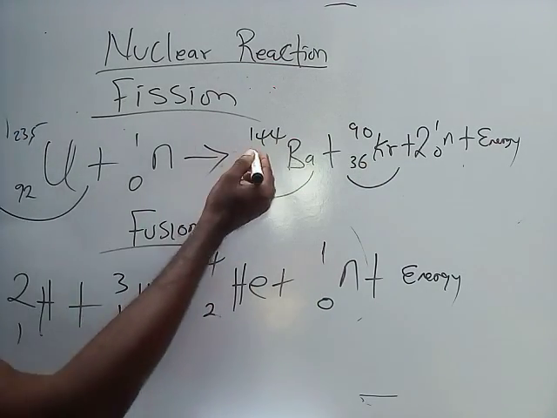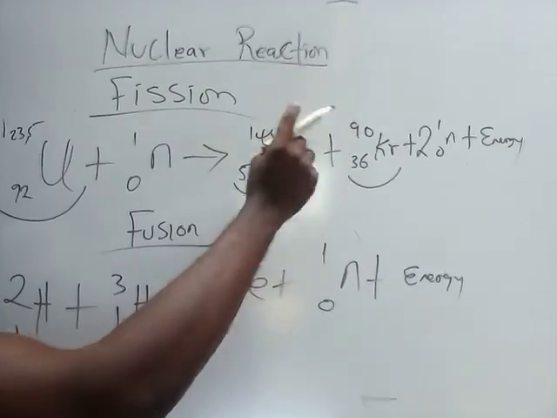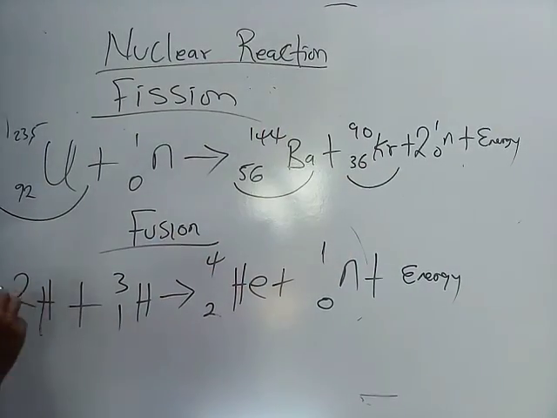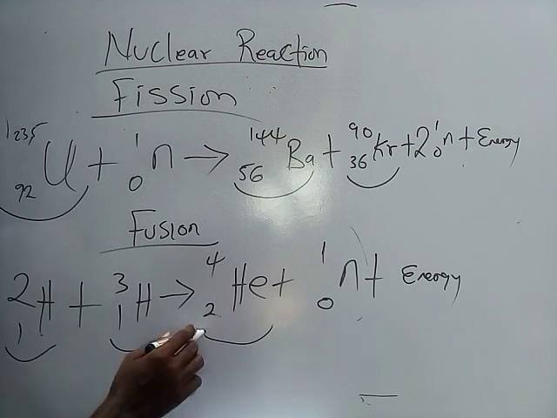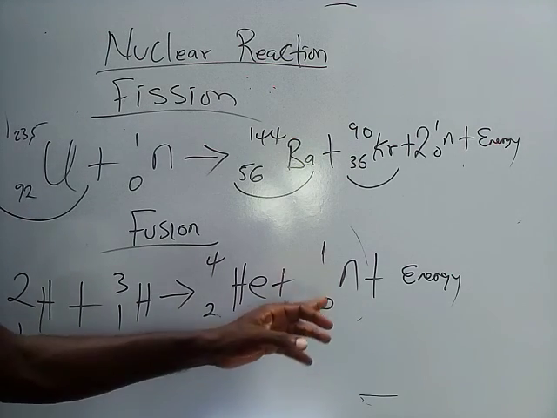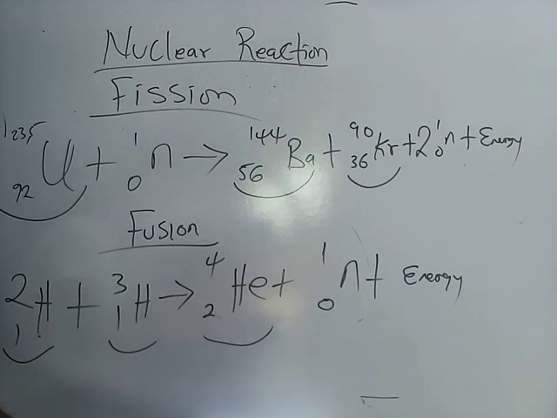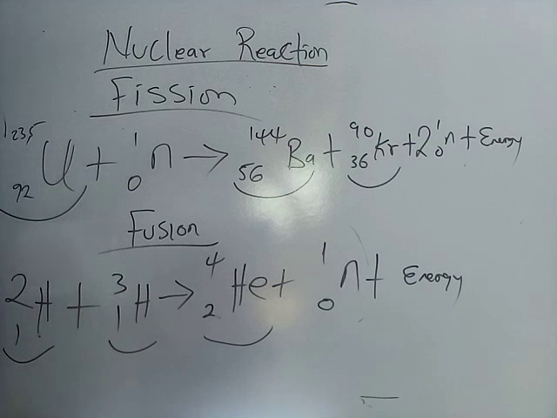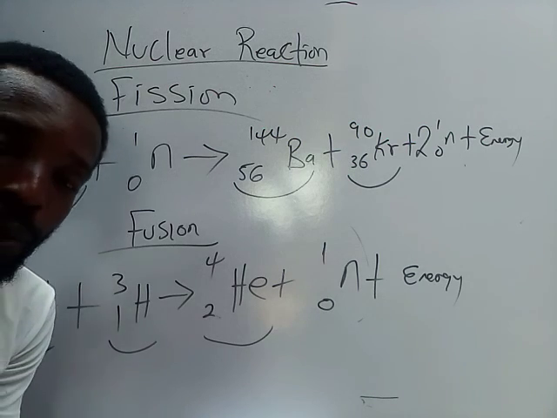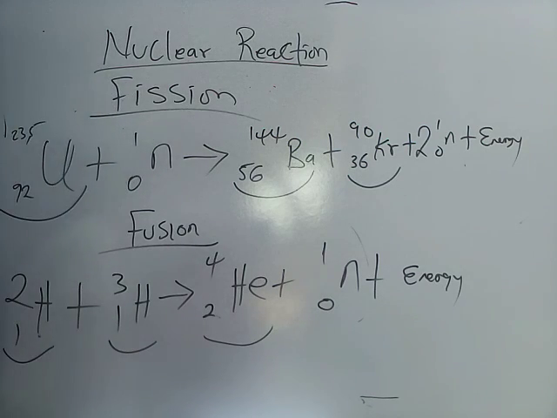This is 235. 144 plus 90 will not give 235. There's a loss in mass. This is 2 plus 3, giving us 5, but here we have 4, taking away these neutrons. Are you getting me? So you see the loss in mass, and whenever nuclear fission and nuclear fusion occur, take note there's a loss in mass, and nuclear fusion happens at an extremely high temperature and pressure. Always take note of that.